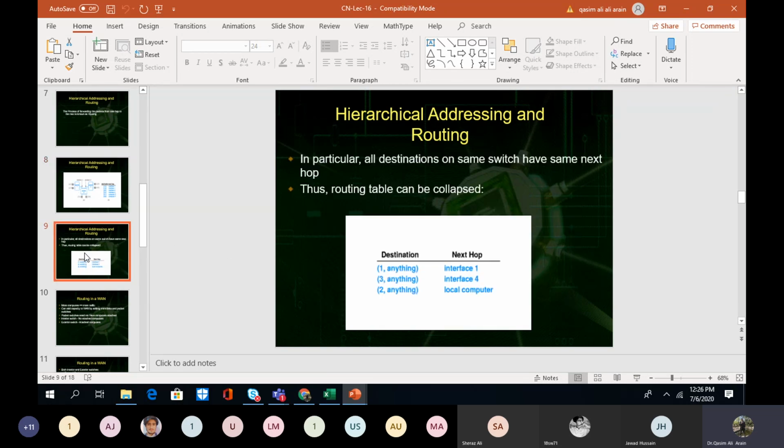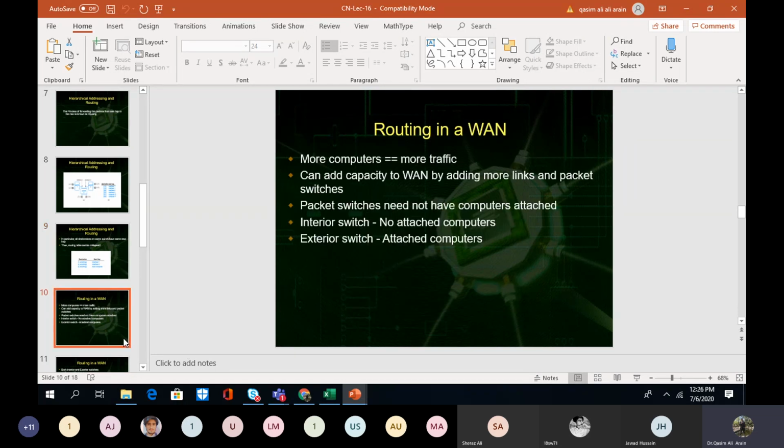If you look into this diagram, the local computer would be your next hop. So this is the relationship between your hierarchical addressing and your routing mechanism. Now routing in a WAN: more computers equals more traffic. You can add capacity to a WAN by adding more links and packet switches. Packet switches need not have computers attached. Interior switches have no attached computers. Exterior switches have attached computers.